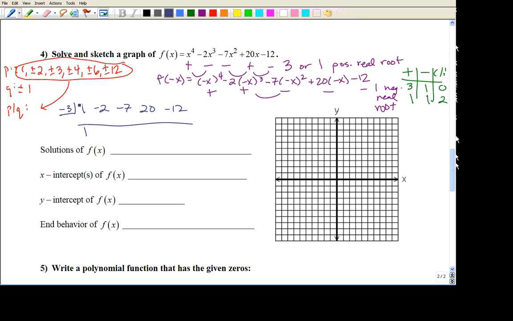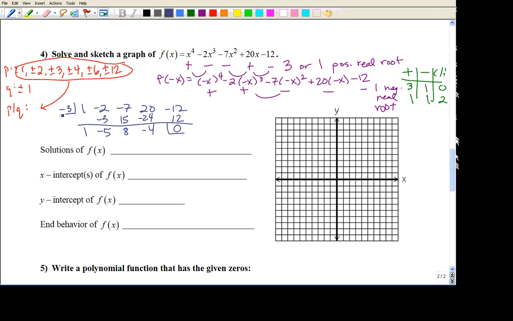So we bring down the first term, multiply and add. Multiply, we get 15. Add, you get 8. 8 times negative 3 is negative 24. Plus 20 is negative 4. Negative 4 times negative 3 is 12. Plus negative 12 is 0. So the negative 3 works.